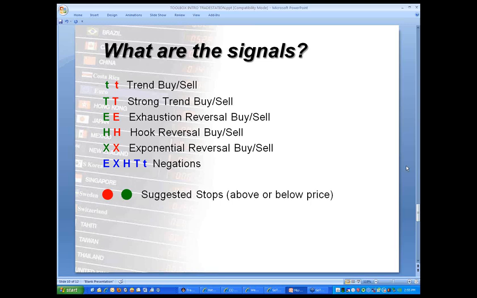So let's have a look at a couple of charts, and I'm going to start right now with putting up a pound daily chart.